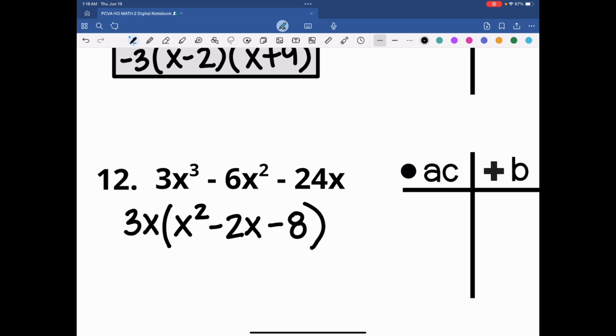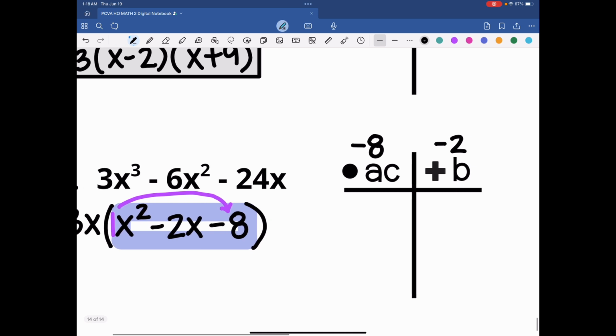So again, we are going to focus on the x squared minus 2x minus 8. And there is a 1 in front, so again, if I slide that over, that's not going to change anything. So we're looking for two numbers that multiply to give me negative 8, but add to give me negative 2.